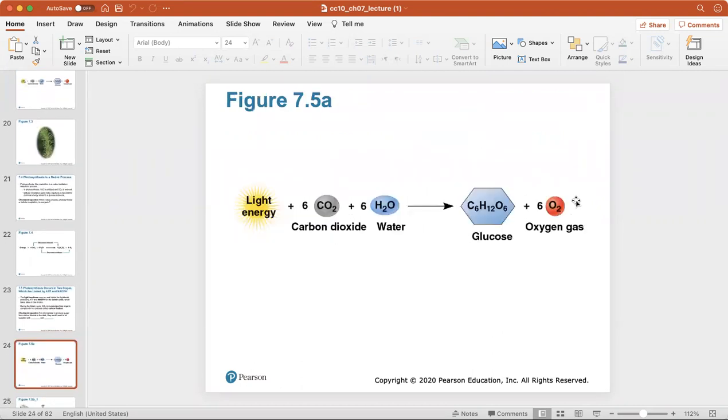So again, we have the process of photosynthesis, which you will hopefully get really familiar with. The lab for this week also goes with photosynthesis, so hopefully the two will be hand in hand helpful.